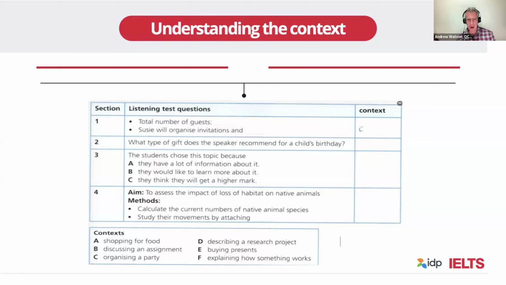So what about number 2? Type of gift does the speaker recommend for a child's birthday? Looks like buying presents, doesn't it? Yeah.